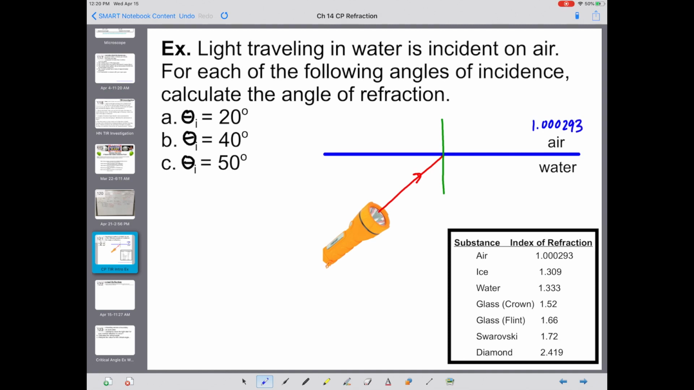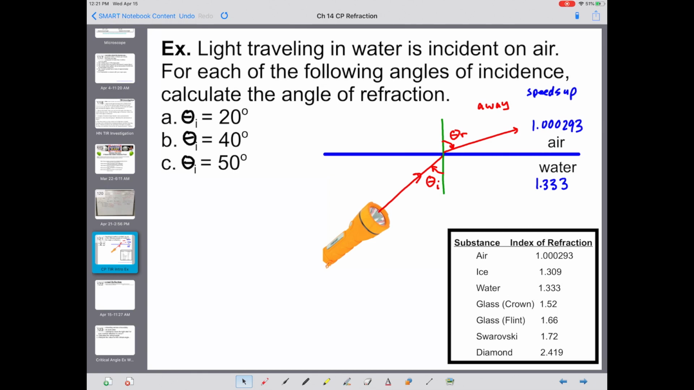Your index of refraction for each substance: air is 1.000293. Water, the index of refraction is 1.333. So you're going into a lower index of refraction. That means that your light speeds up, and if your light speeds up, your light will bend away from the normal. So instead of following straight up along that line, I'm going to bend this light further away from the normal. So then our angles, theta I would be right there, theta R would be right here, measured from the normal out to those given rays.